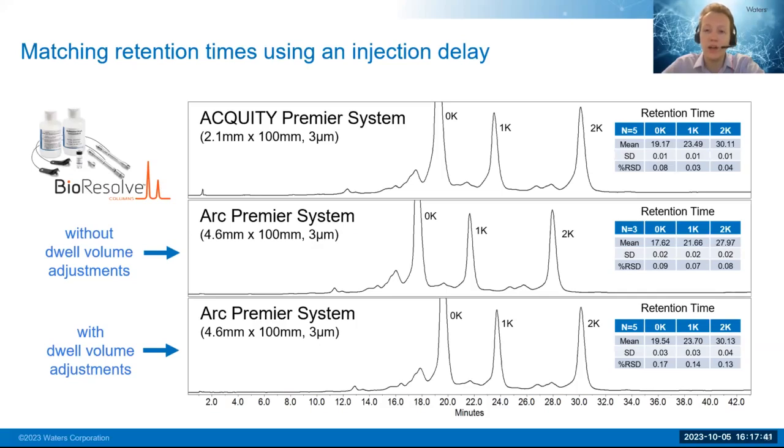On this slide, we can also see the impact of the isocratic hold when dwell volume is and isn't accounted for. When it's not utilized, the peak profiles elute earlier by about 2 minutes, as seen in the middle trace, when compared to the original method. However, when we do utilize the 785 microliter isocratic hold that we calculated earlier, as is shown in the bottom trace, the peak profiles align closely with the original Acquity Premier system method.